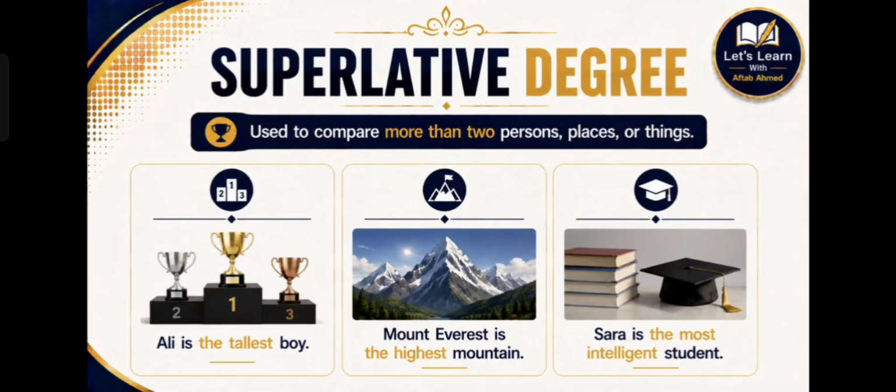The superlative degree is used when comparing more than two persons, places, or things. Example: Ali is the tallest boy. Mount Everest is the highest mountain. Sarah is the most intelligent student. The superlative degree identifies the highest or greatest quality among a group.